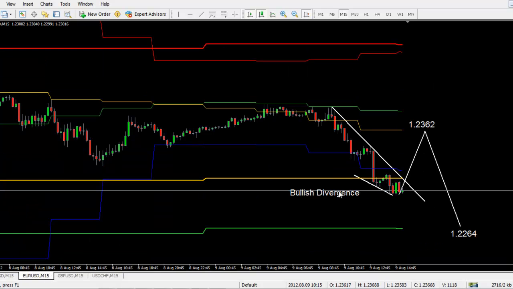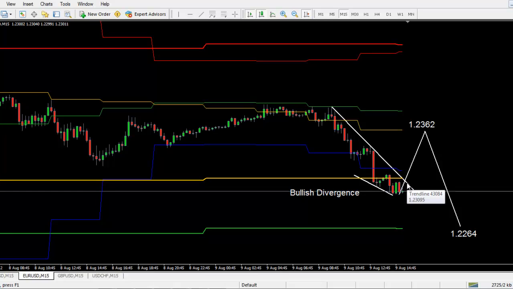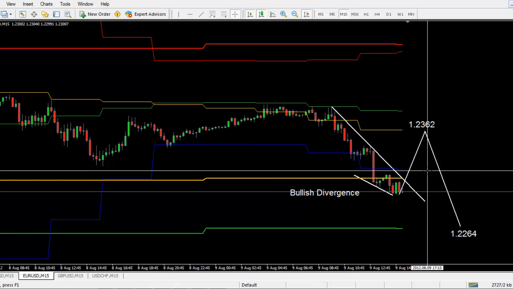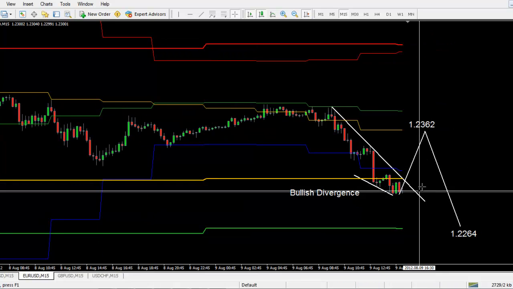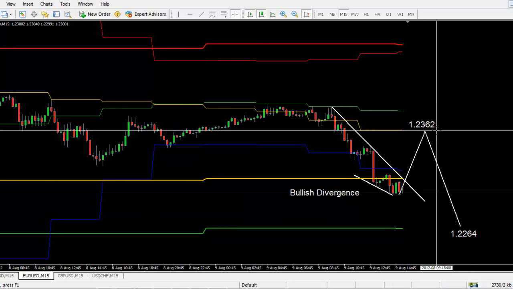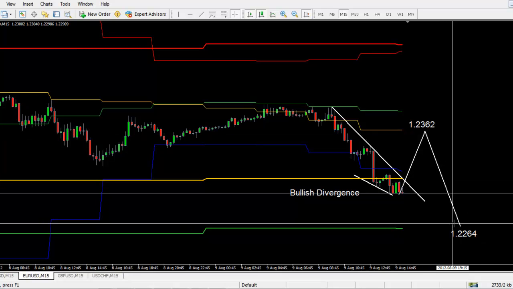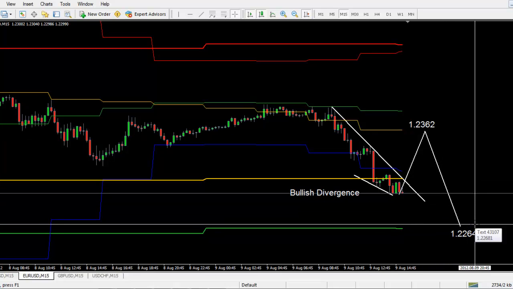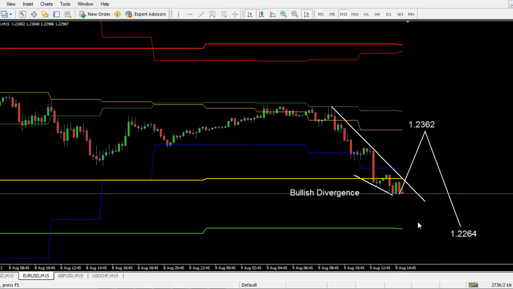On the euro dollar, we've got some of the same. We've got some bullish divergence here. Now we're at support. We could see a break of this trend line, which is very, very possible. Now, it wouldn't take much to do that. We could see a move up to 123.20 and then a breakdown, or we could see a move up to 123.62 and then a move back down here. That could be very possible.